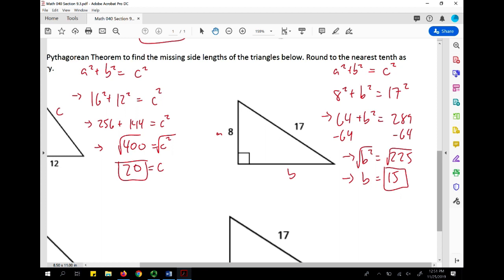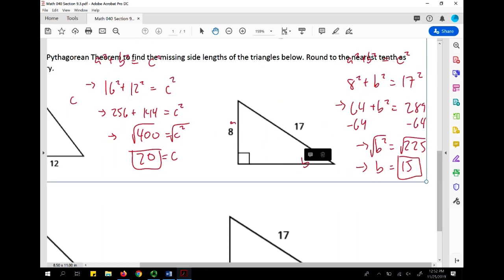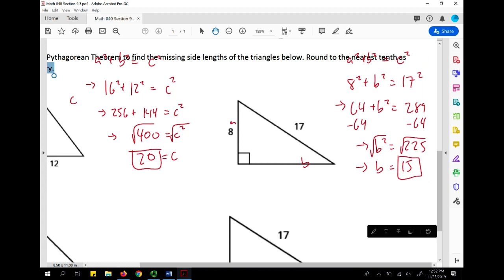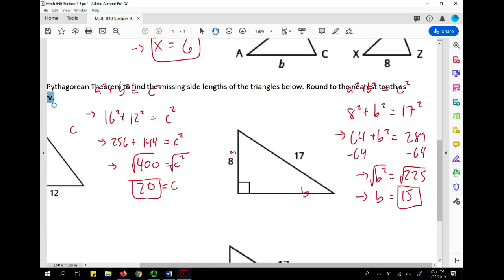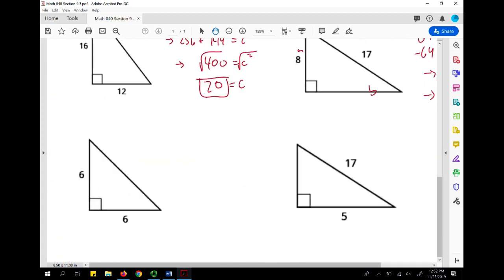Okay. Other questions on that one? Those ones were nice because they had whole number values, because the number you took the square root of ended up being a nice whole number, a perfect square. But if you don't have that situation, it says up here, round to the nearest tenth. And so like these ones, we're going to run into a situation where we're going to have to round.